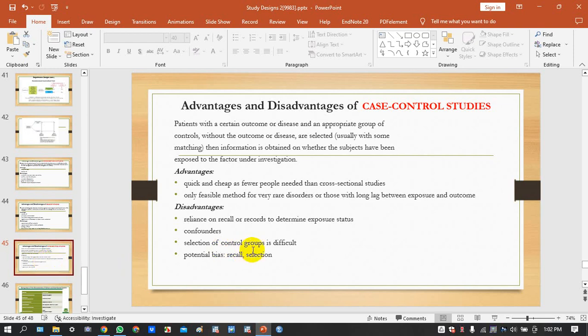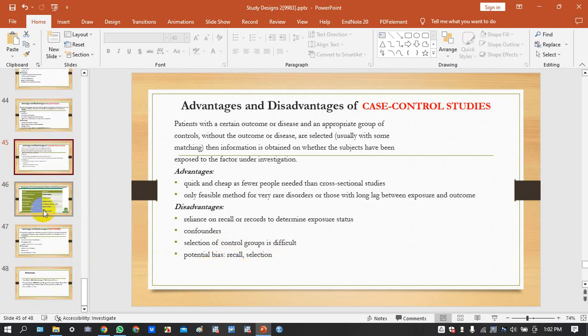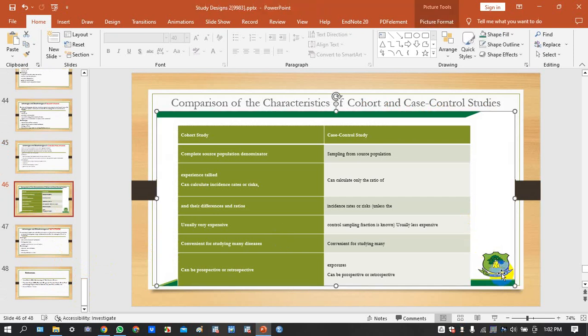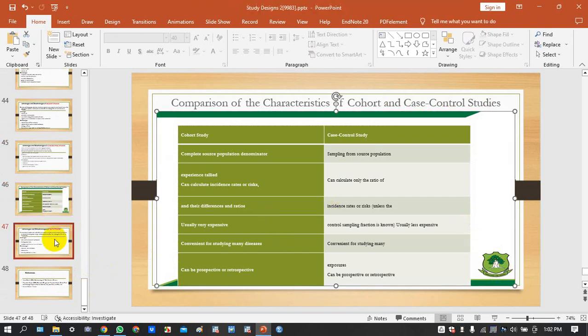So selection of the control group is difficult, because some of the time it's very expensive even to get the controls. You have to pay a lot of money to people. Potential bias, record selection, all these are important. So go and look at this, go through this table as well.